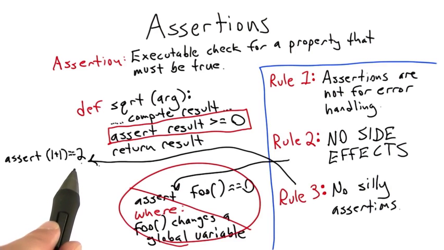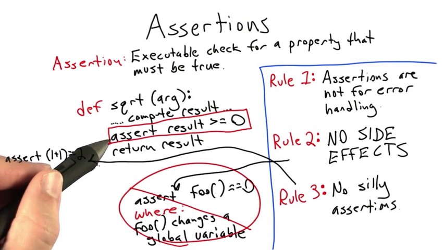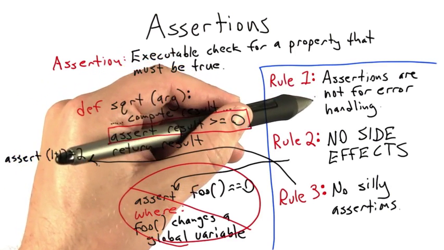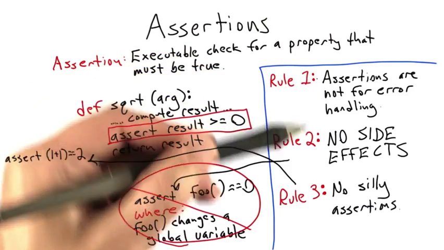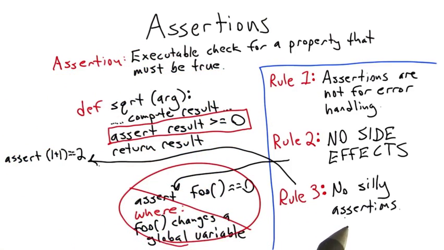The best assertions are those which check a non-trivial property that could be wrong, but only if we actually made a mistake in our logic. So it's not something that could be wrong if the user did something wrong, and it's not something that's wrong that's just completely silly to check.